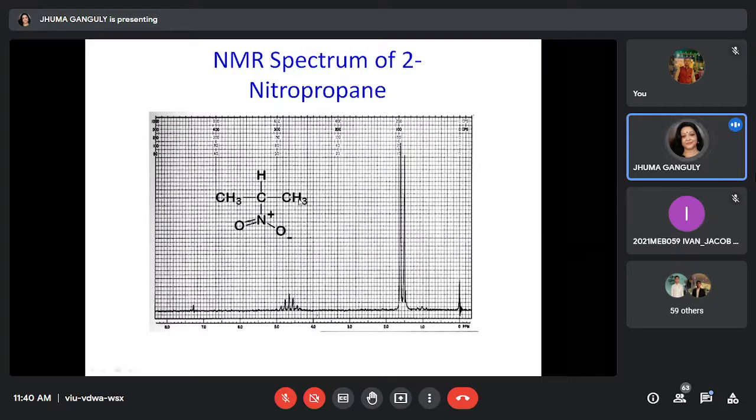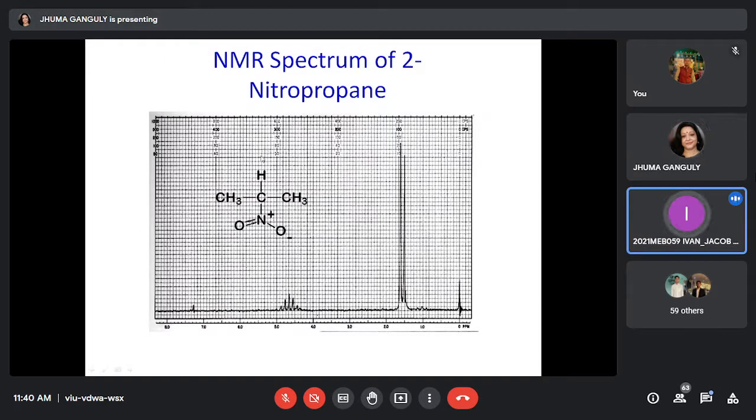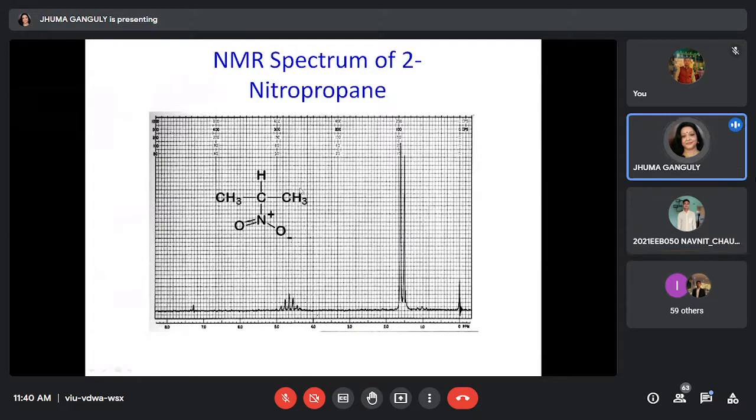And this methyl group, how many neighboring protons? No, these methyls are identical. There is 1 neighboring proton, so it splits the signal in half. The methyls are equivalent, so both methyls have 1 neighboring proton H. So you will see a doublet.